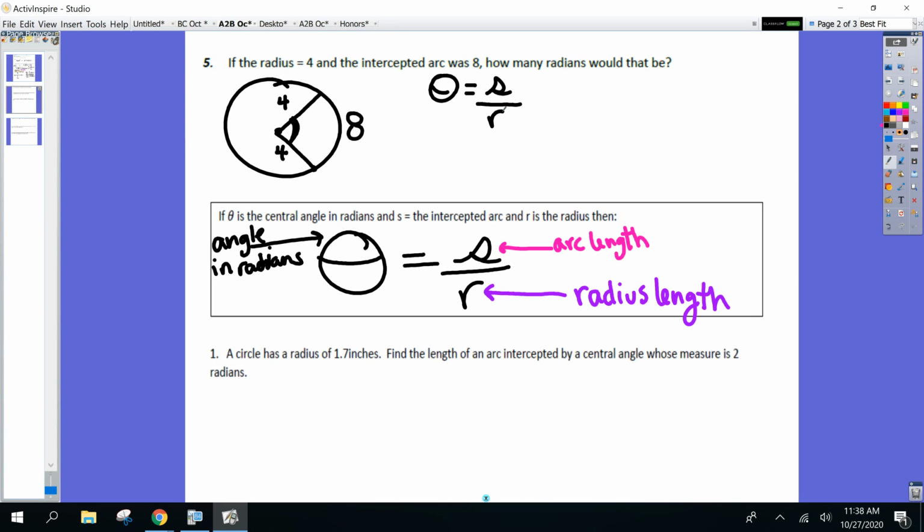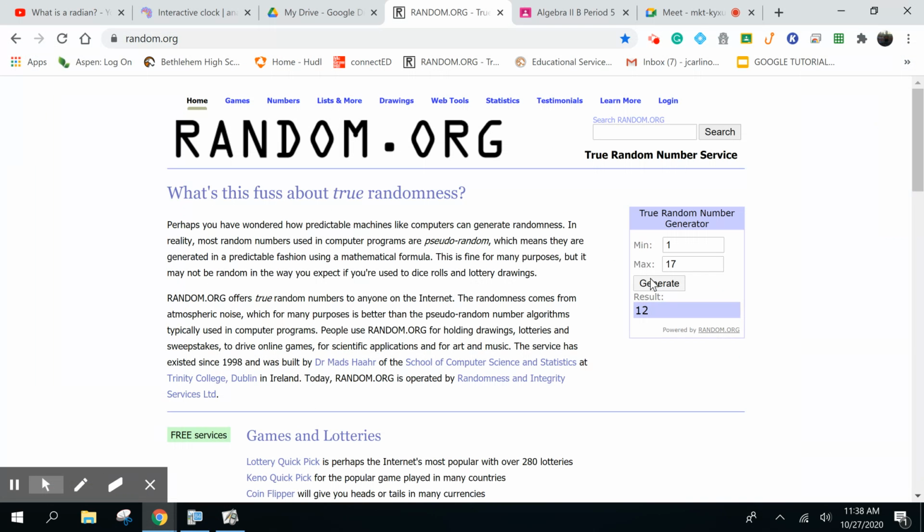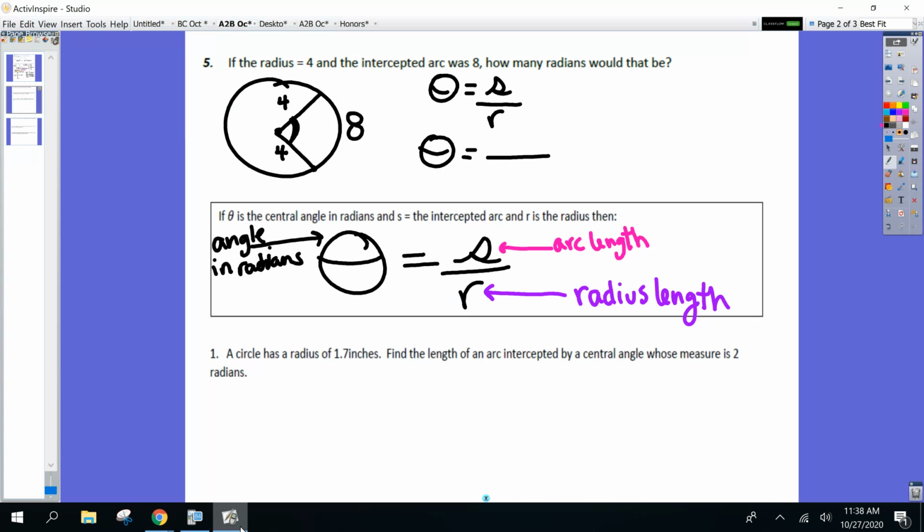You guys help me plug it in right now. The angle theta, the angle I'm looking for, is going to be equal to what is the arc length in this problem? Okay, arc length, 8. 8 divided by, what's the radius length? 4. So the angle will be 2. Not 2 degrees, it's 2 radians. That angle is always in radians when you use that formula.